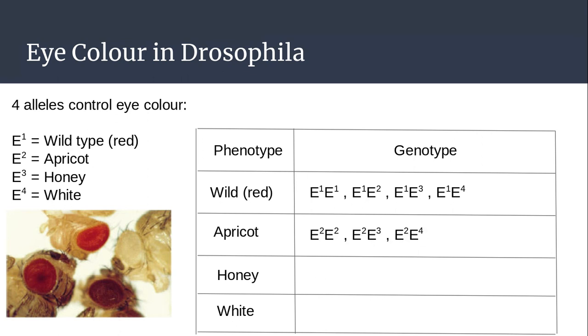Whereas apricot, you will notice, has one less combination. That is simply because if I have E1, it's just wild type. So for apricot, any fruit fly that has E2 in it, as long as E2 is dominant to E3 or E4, is going to express apricot eyes. This repeats itself all the way down the pattern. So honey is either E3 E3 or E3 E4, and white is only E4 E4 because it is recessive. So make sure you put these down into your notes. Sometimes I will give you a little bit of a cheat sheet for this, but for the most part, if you can remember the legend on the side, you should be fine.